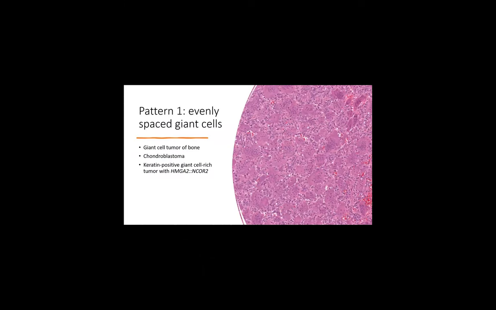So when I see this pattern of evenly spaced giant cells, there are three things I think about. The first is giant cell tumor of bone. Second is chondroblastoma. And the third is a recently described entity, which we don't have a great understanding of yet, but we're starting to see these in our practice. These are so-called keratin positive giant cell rich tumors that have an HMGA2-NCOR2 fusion. We're going to go through each of these entities one by one.